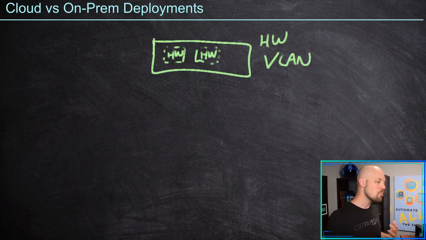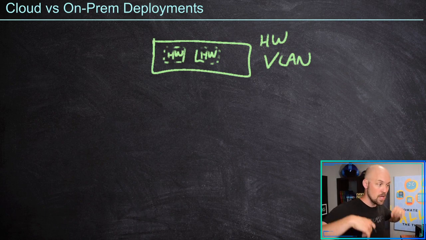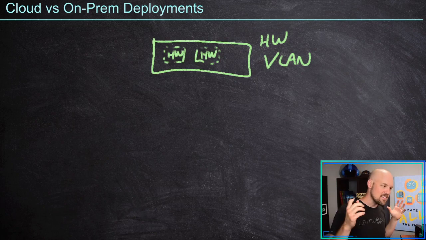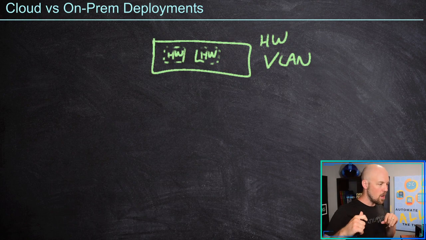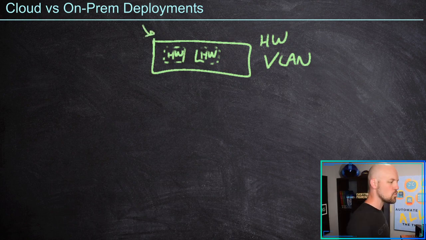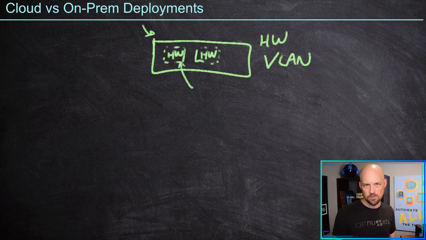If you're studying for the ENCOR, we are all aware of what a VLAN is. A VLAN is just a broadcast domain, right? We could talk about it being a subnet, a broadcast domain, all these different definitions, but really what we're doing is taking a physical switch and carving it up into multiple virtual switches, so to speak.